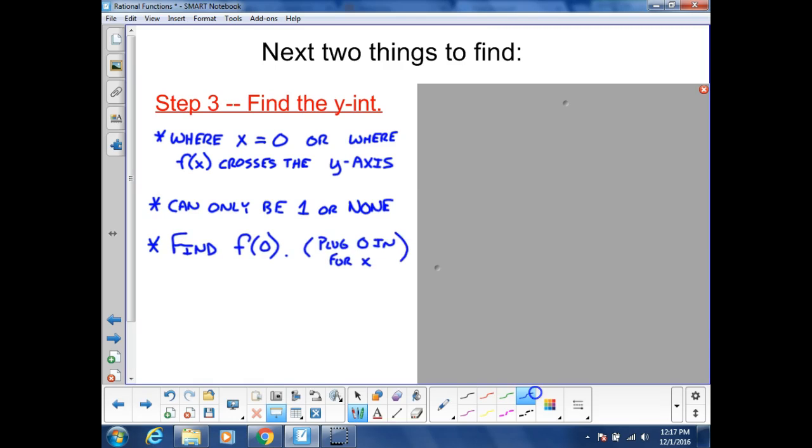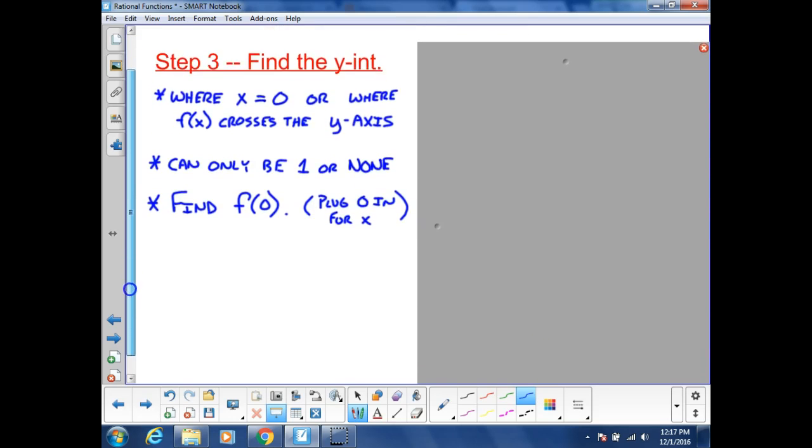Okay. So I plug 0 in for x. Now, let's talk even further. Let's take this to the next level. What's my answer going to be? No. What is the y-intercept?